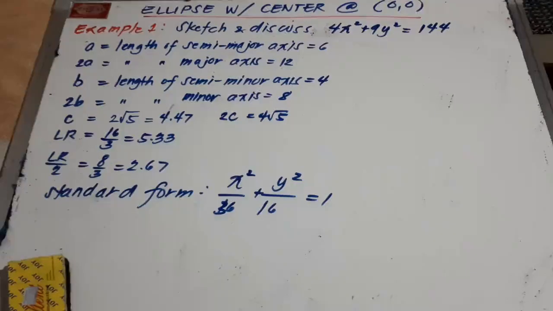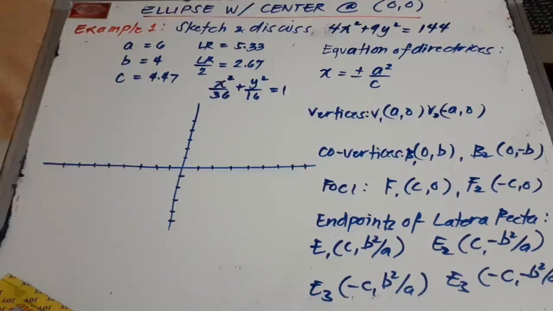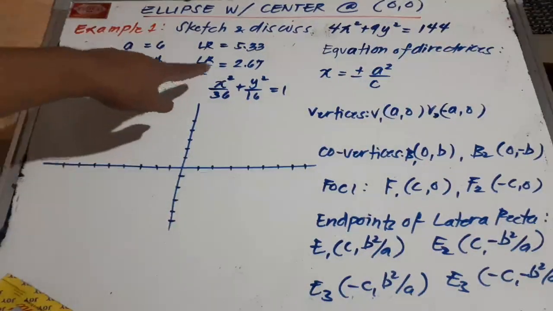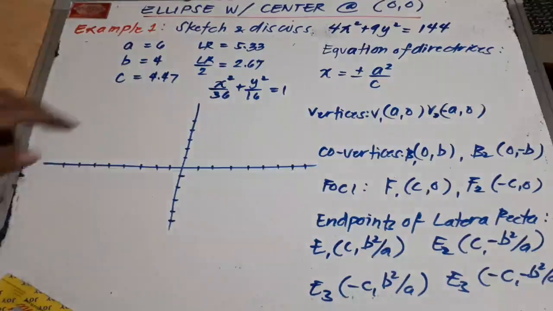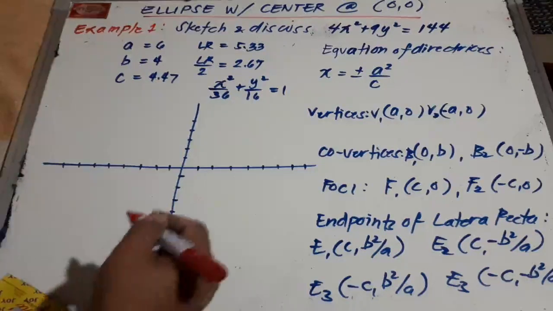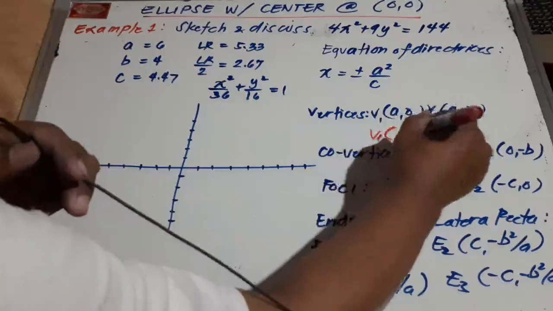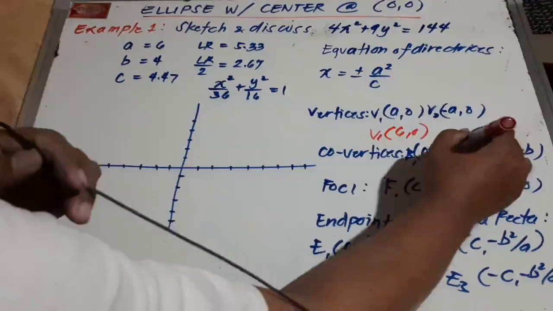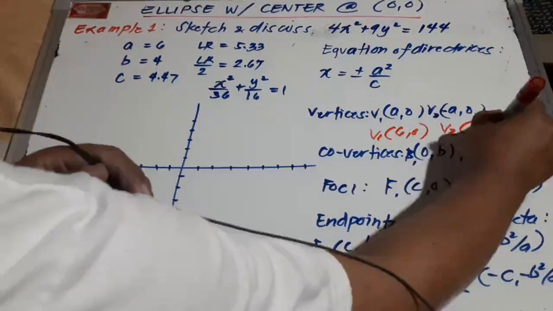At kailangan natin ito in sketching the graph of the ellipse. So okay, we're now going to sketch the graph of the ellipse. Given these values, we have a equals 6, b equals 4, c equals 4.47, lr over 2 is 2.67, and this is the solved standard equation of ellipse. So, kunin muna natin yung vertices. Sabi natin, ang vertices is located at A, 0 for V sub 1. For V sub 2, we have negative A, 0. So, ang A natin is 6. So, therefore, V sub 1 is located at 6, 0 and V sub 2 at negative 6, 0.